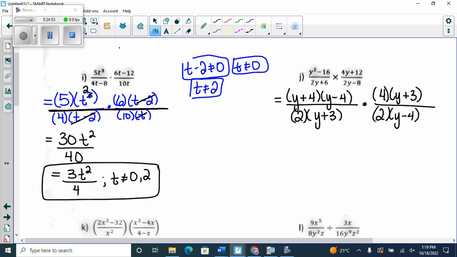Then I state NPVs. They're just going to be for the y plus 3 and the y minus 4. So I have y plus 3 can't equal 0. Y minus 4 can't equal 0. This one's going to be y can't equal negative 3. And this one's going to be y can't equal 4.